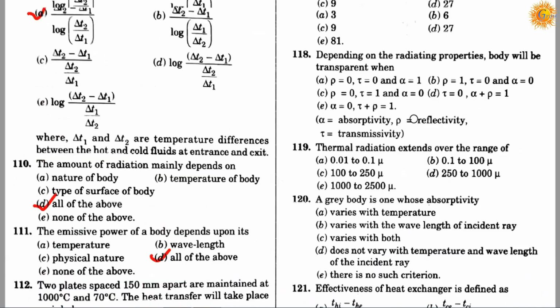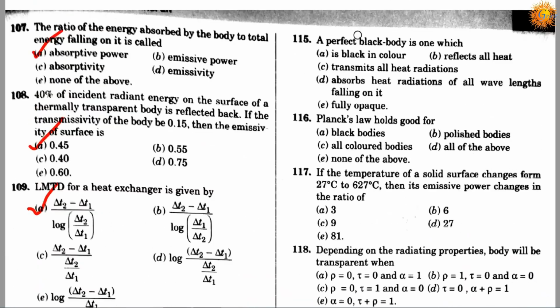Question number 115. A perfect black body is one which, option A, is black in color, option B, reflects all heat, option C, transmits all heat radiation, option D, absorbs heat radiation of all wavelengths falling on it, and option E, is fully opaque. So the correct answer is D, it absorbs the heat radiation of all wavelengths falling on it.